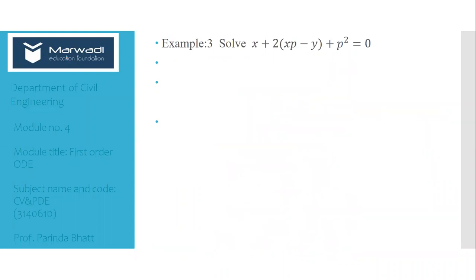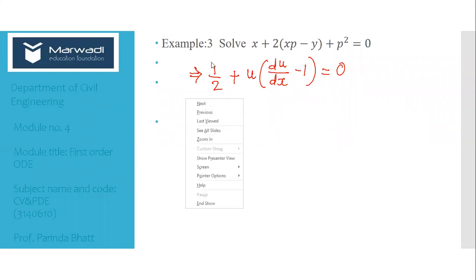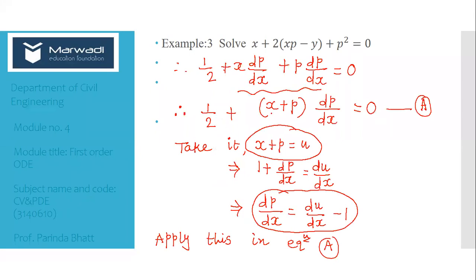Only 2 minutes. Then after completing this question, 1 by 2 plus u, that is the value of x plus p, and dp by dx value is du by dx minus 1. Okay, this is the previous one. 1 by 2 as it is, x plus p is u, dp by dx is du by dx minus 1. Okay.